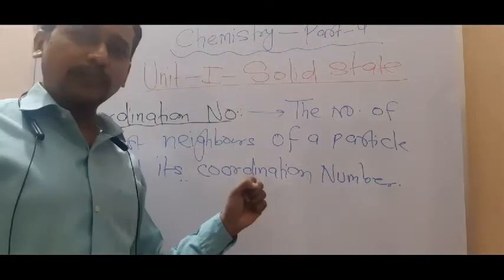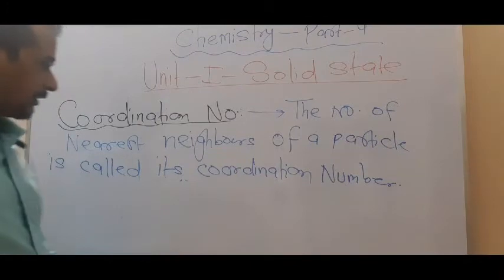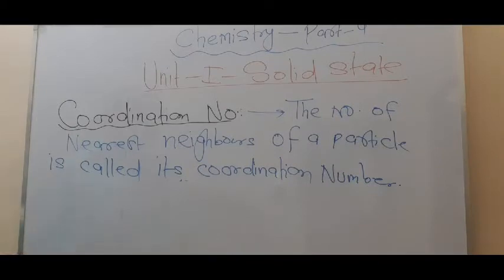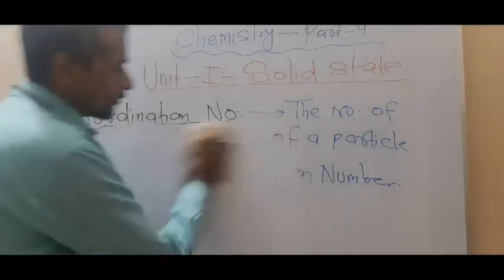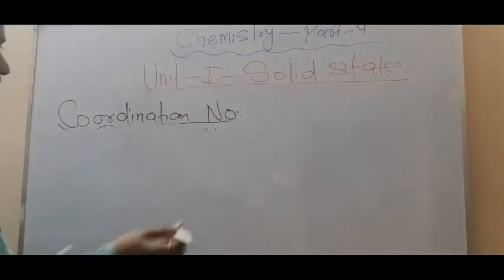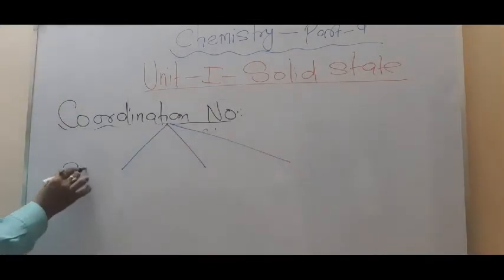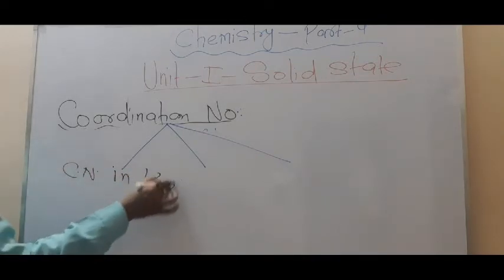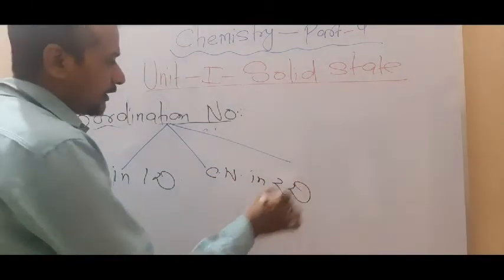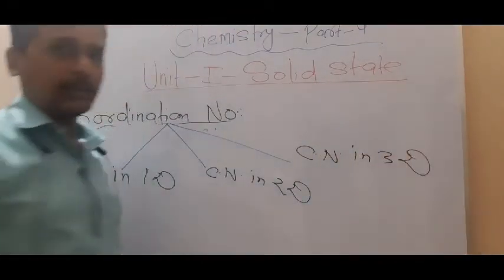So first of all you have to know the definition. The number of nearest neighbors of a particle is called the coordination number. Are you getting this point? This is the definition of coordination number, and you have to know it. Now dear students, let us focus on the coordination number in different types of close packing: coordination number in one dimension, in two dimensions (2D), and in three dimensions.